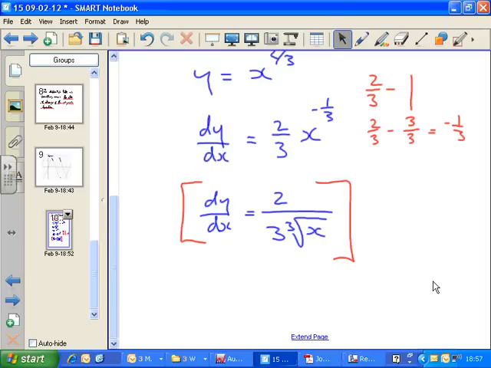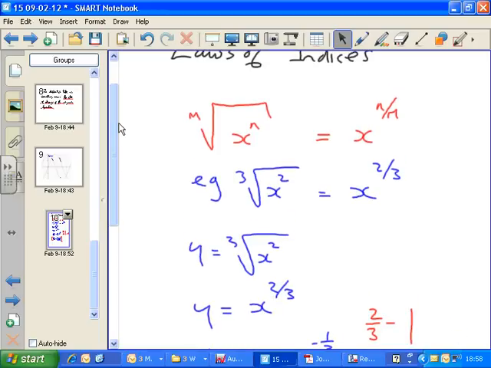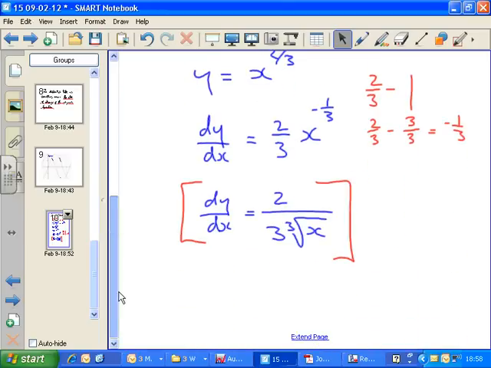Now you're going to get a chance to practice in a minute. I want you to write this down as an example to refer back to. Two thirds take away three thirds. 2 minus 3 is minus 1, minus a third. And that minus means we're instantly talking about an inverse, so it goes underneath. Okay, so that's one rule of indices that really comes in handy when we're using it with the rules of calculus. Okay, have that as an example.